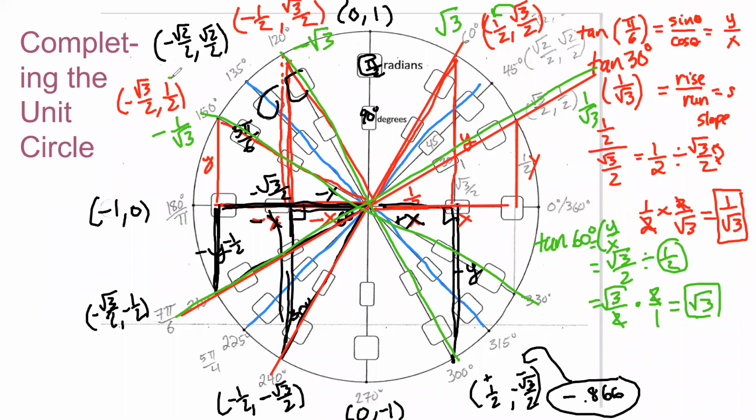Can you calculate it? Can you just take this and divide it by that? Yeah, you can always calculate it, and I should see that work on your paper when you turn in the quiz. So I would say 1/2 divided by negative root 3 over 2, and I get negative 1 over root 3 for that slope.